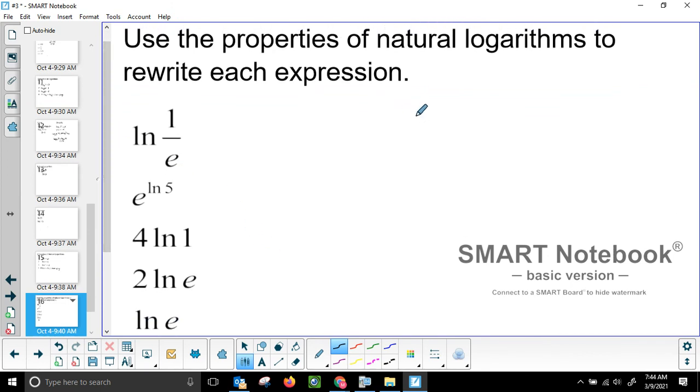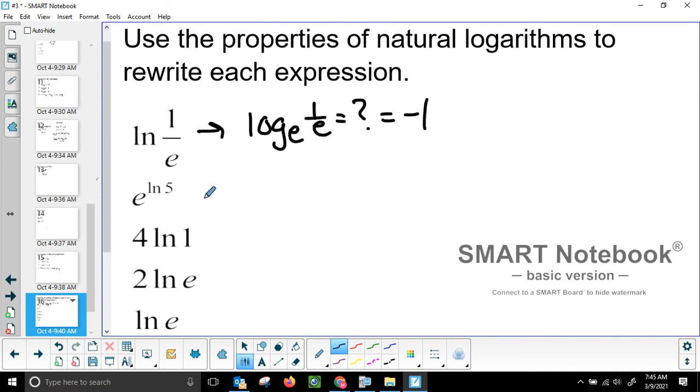All right, use the properties of natural logarithms to rewrite each expression. Here we have ln of 1 over e. This is saying e to what power equals 1 over e? Well, that equals -1. e to the negative first power flips its position from the numerator to the denominator. Here we have e to the ln of 5. Well, the e and the ln essentially are going to cancel out.